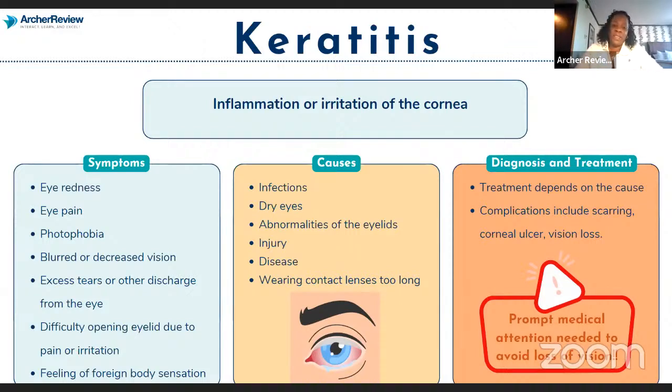This is normally caused by infections, even dry eyes, people who have abnormalities of their eyelids, even injury to the eye. It could be related to a disease or if they're wearing contacts for too long. So treatment depends on the cause and the complications. If there's any scarring or a corneal ulcer, or if there's vision loss, then that requires prompt medical attention because we don't want that to happen. We don't want it to get to that stage.